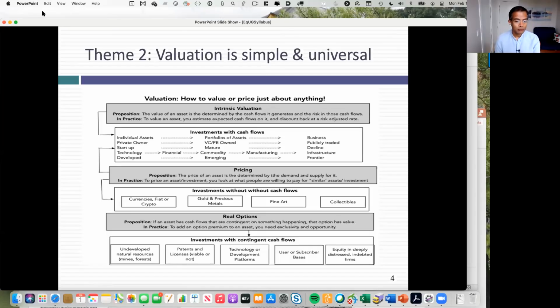Currencies. What's the value of the dollar? A dollar cannot be valued. It's not an asset. It can be priced against other currencies. That's what an exchange rate is. We can talk about whether the exchange rate is fair or not given the pricing.